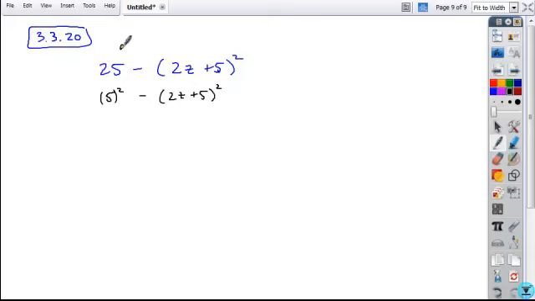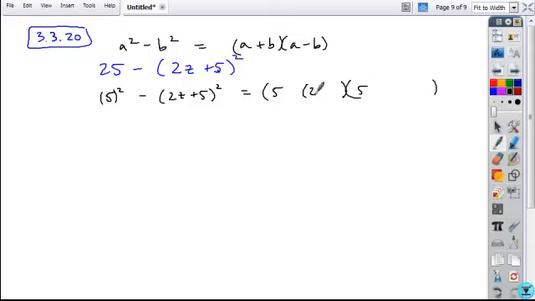So we have this form of a squared minus b squared. So it's going to factor into the sum and difference of those terms that are being squared. So when we factor this, we're going to have two factors. The first term is a 5. The second term is a binomial, 2z plus 5.